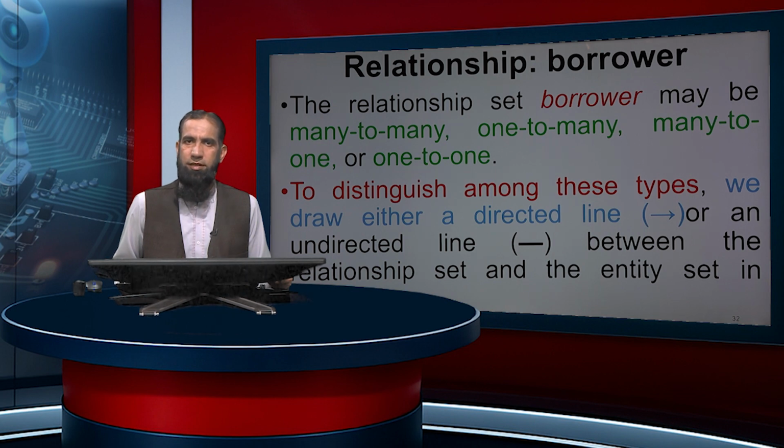An undirected or simple line indicates many to many or one to many relationship, showing that multiple instances of one side are relating to the other side. For example, if a borrower can take many loans but each loan belongs to only one borrower, we represent this with a directed line from loan to borrower. This notation helps us visually distinguish the cardinality.